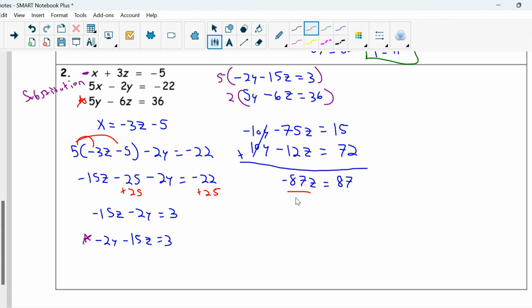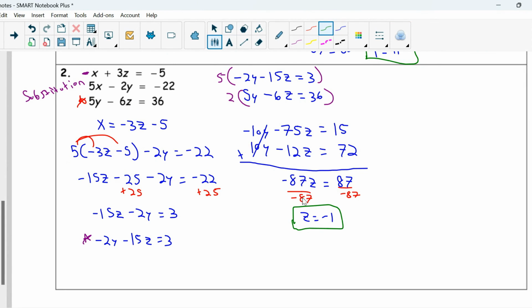So let's go ahead and solve for z. Divide by negative 87. That gives me z equals negative 1. Okay, once again, we've solved for our first variable, z. So now we can go ahead, and since we have a little bit more of a mix here, we can really use any equation to solve for our missing term.